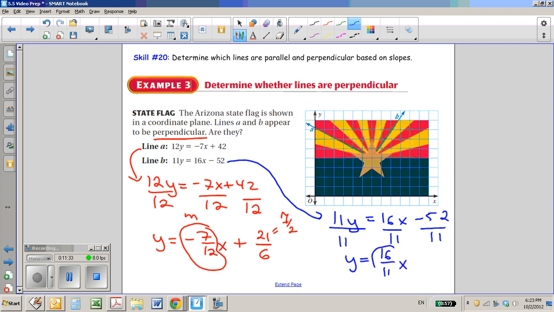And hopefully you guys could see that even though it appears sort of on this picture that they're perpendicular, they're actually not perpendicular because the slopes are not opposite reciprocals. So no is the answer. If I ask to justify your answer, you would tell me that the slopes are not opposite reciprocals, and that is why these two lines are not perpendicular.